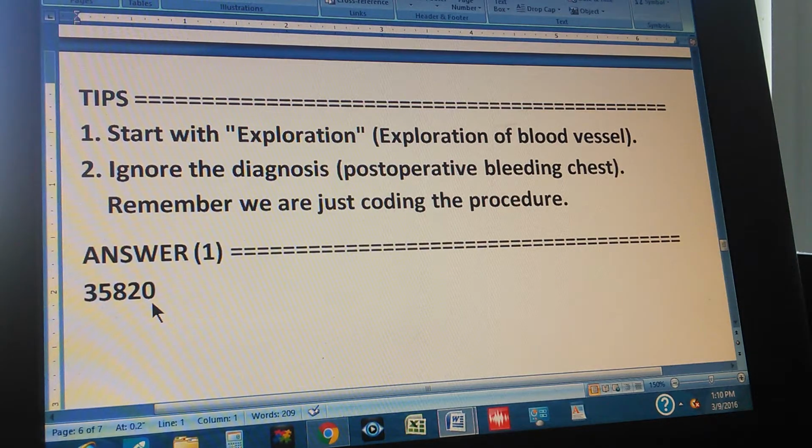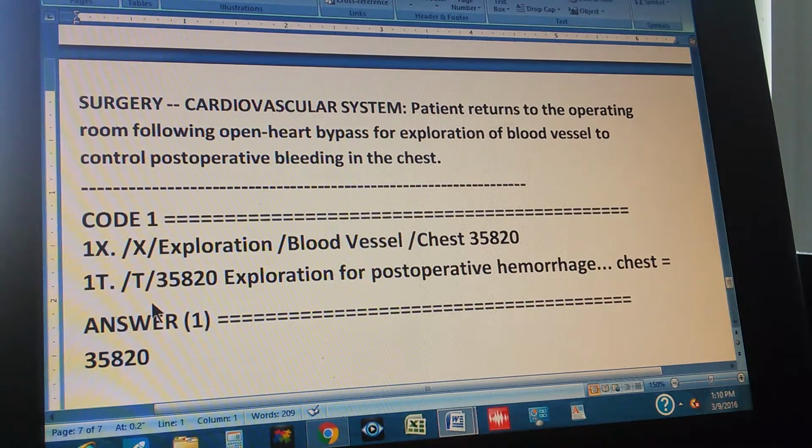So 1, 2, 3. All right, this is the summary of the whole problem. This is a surgery section of the CPT book, the cardiovascular system. The patient returns to the operating room following open heart bypass for exploration of blood vessel to control postoperative bleeding in the chest. There's only one code, and the code through the index is found like this. First you go to index. Then you go to exploration, you start with the exploration, right? And then you go to blood vessel. And then you go to chest. And what code do you get? 35820.